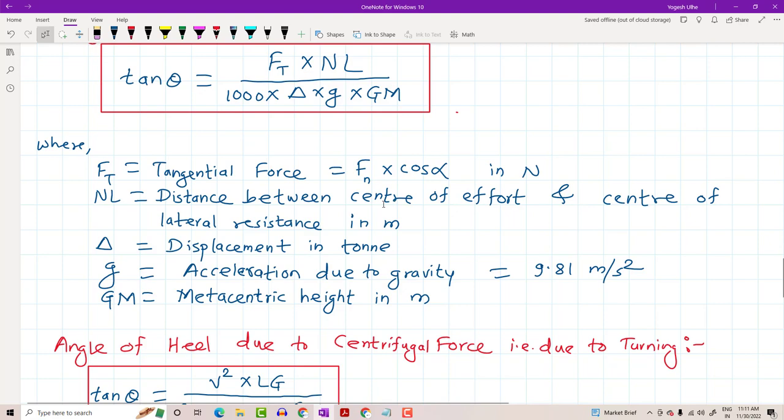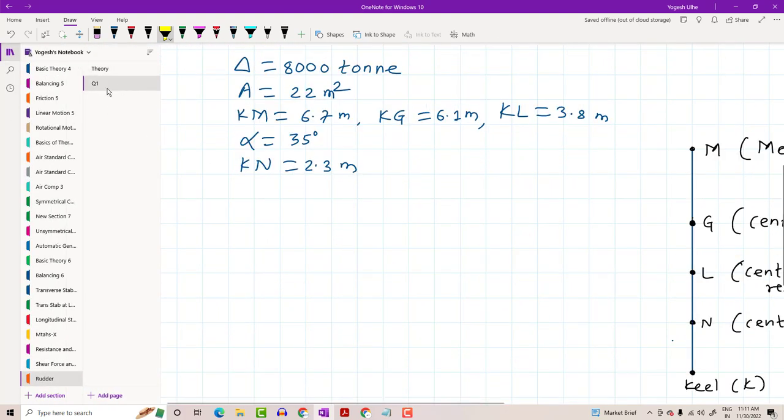Center of effort is nothing but the centroid of the rudder, and the other point is the center of lateral resistance. That is meant by NL. So we need this value NL for our calculation purpose.